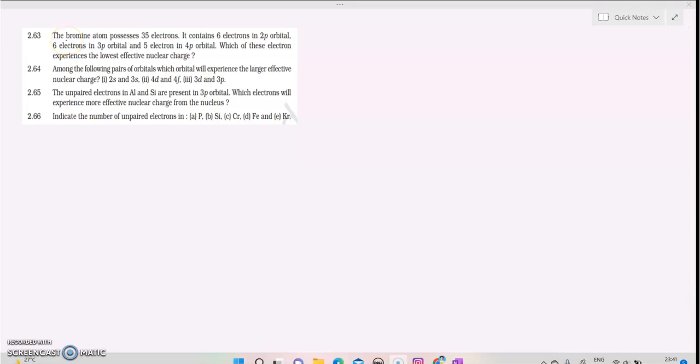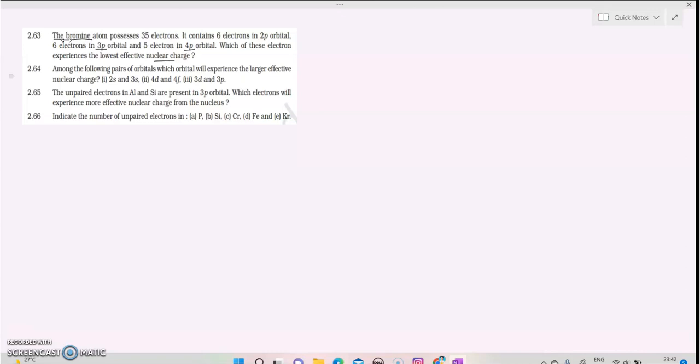Here in the question they have given that the bromine atom possesses 35 electrons. It contains 6 electrons in 2p orbital, 6 electrons in 3p orbital, and 5 electrons in 4p orbital. Which of these electrons experiences the lowest effective nuclear charge, they are asking.